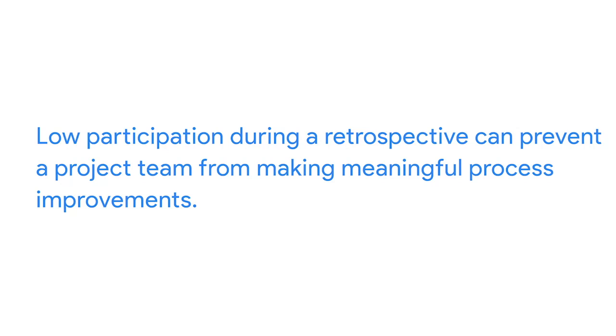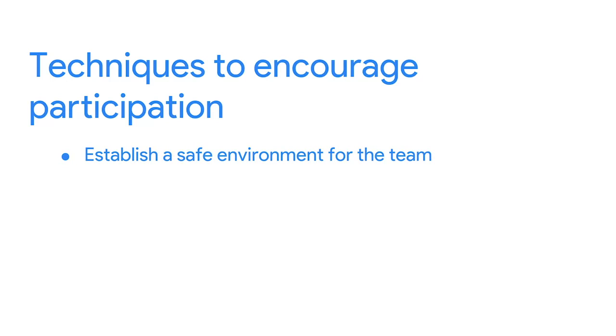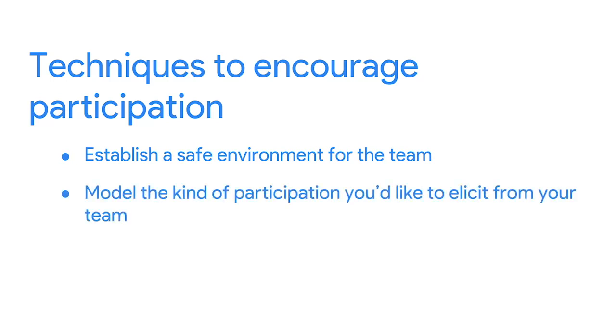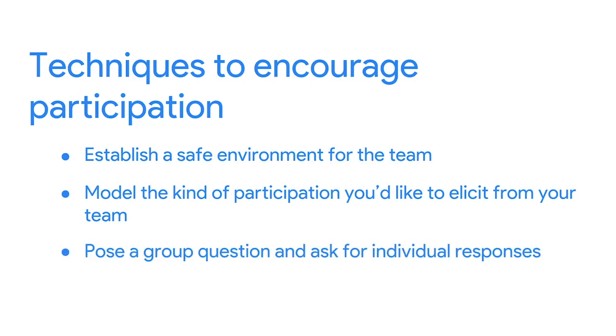Let's do a quick recap. Low participation during a retrospective can prevent a project team from making meaningful process improvements. Some effective techniques to encourage participation include: establish a safe environment for the team, model the kind of participation you'd like to elicit from your team, pose a group question and ask for individual responses, and review the project timeline.